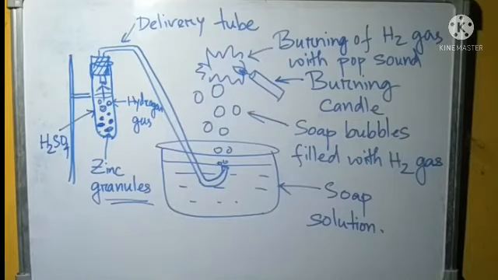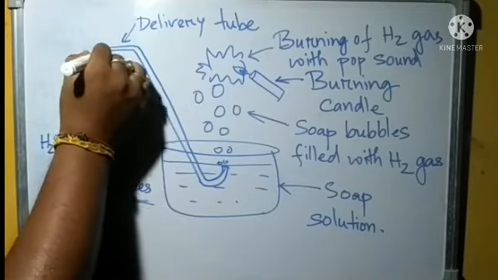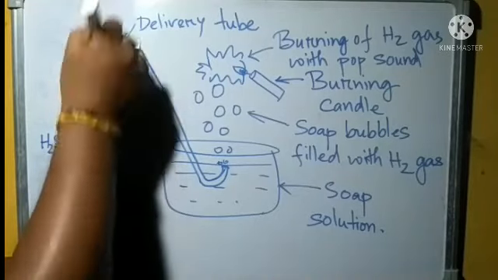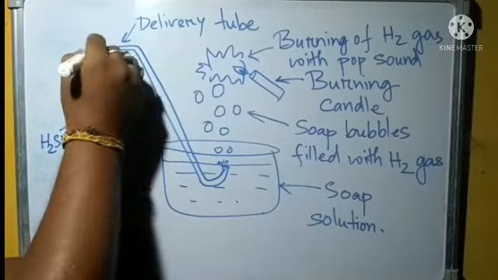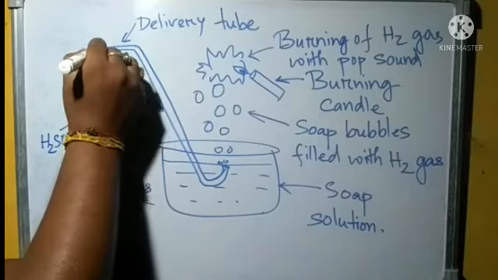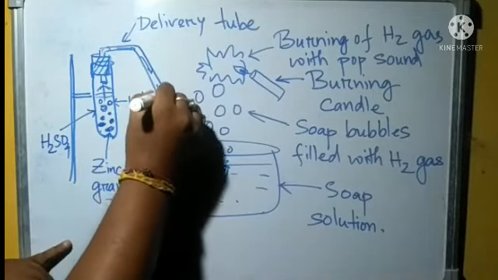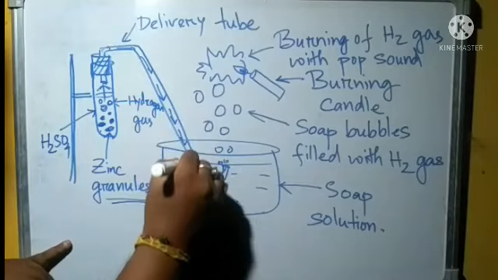So what is the liquid? Sulfuric acid. And we are putting a cork here so that the gas cannot leak. Through the cork we are putting a delivery tube, a glass tube. So what happens? Hydrogen gas will slowly go through this tube.